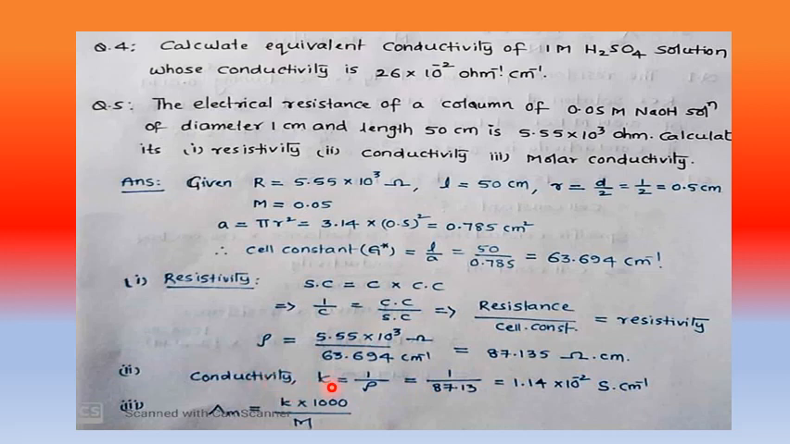Next, conductivity. Conductivity kappa equal to 1 by rho. Whatever we got here, just 1 by 87.13, that is 1.14 into 10 power minus 2 Siemens centimeter inverse. Next, molar conductance lambda m, the relation is kappa into 1000 by M. Kappa we have already calculated, and M is given in the question already. What is M? Let me check here. M is 0.05. The answer is the molar conductance.